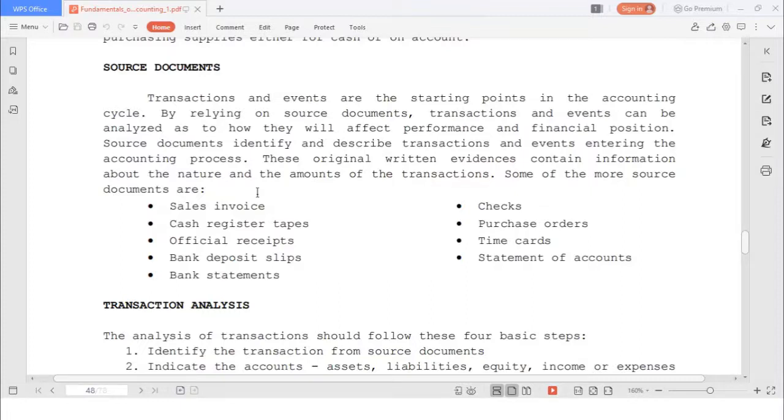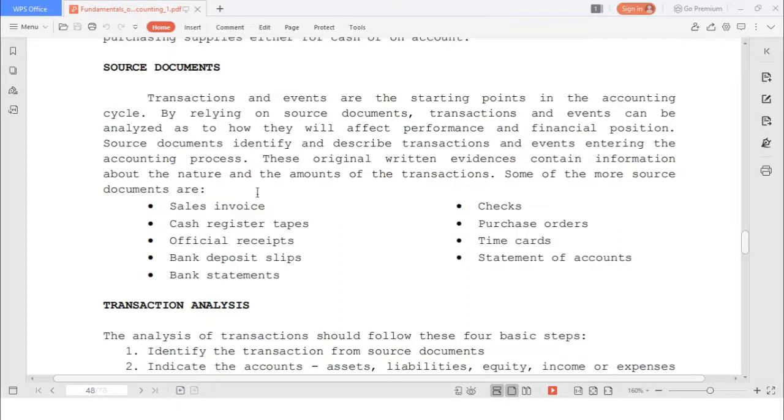Again, as I mentioned, source documents serve as a basis of identifying business transactions. So most likely, if you have these source documents like invoice, OR, checks, purchase orders, the information contained in these documents are considered your business transactions and thus they are accountable.